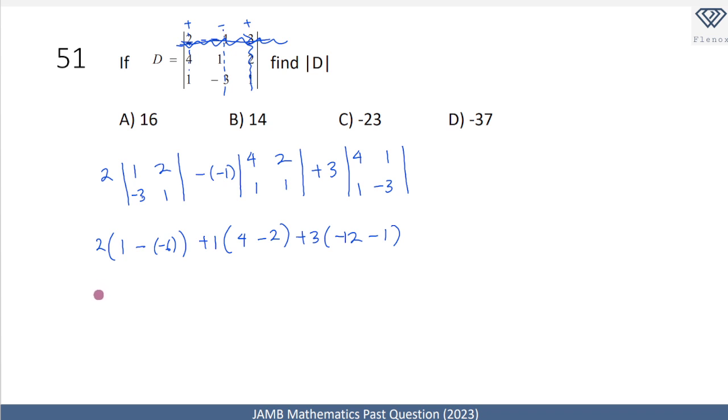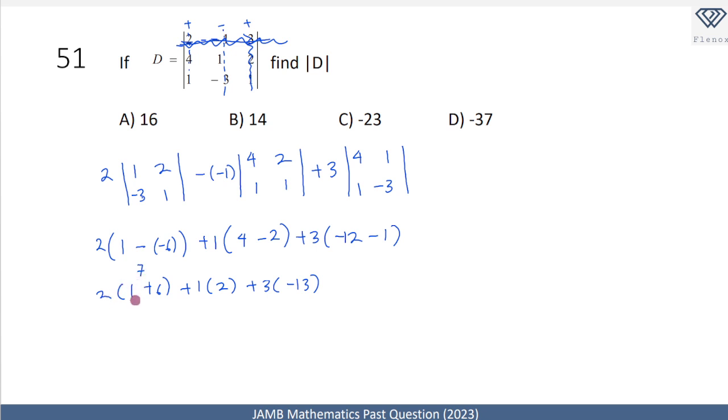This becomes 2 into bracket 1 minus times minus is plus, so plus 6. Plus 1 into bracket 4 minus 2 is 2, then plus 3 into bracket minus 12 minus 1 is minus 13, and that becomes 1 plus 6 is 7.